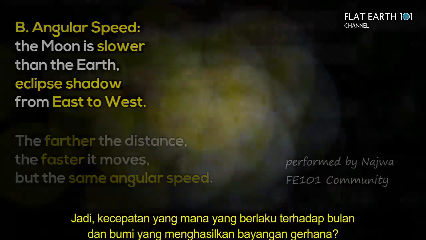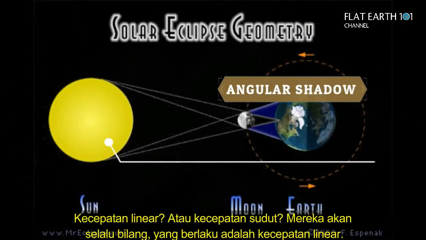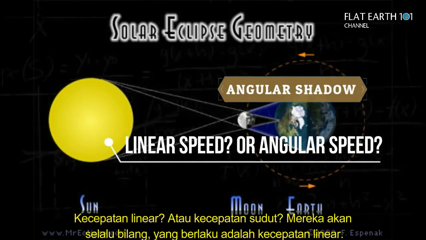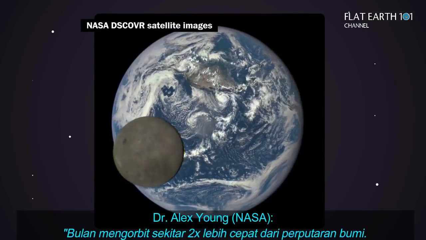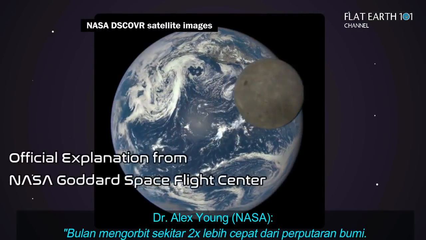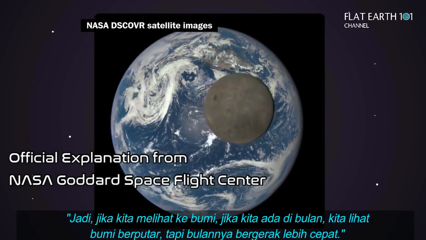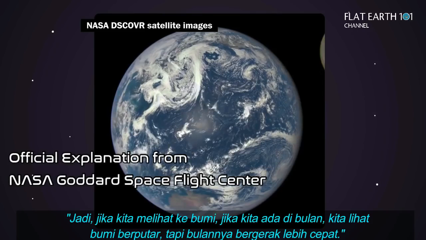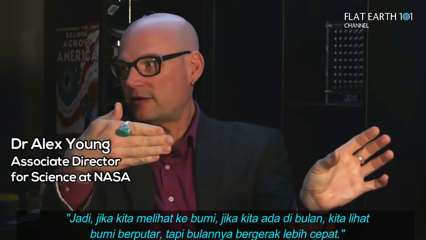So which one applies to the Moon and the Earth's speeds that creates eclipse shadow? Linear speed or angular speed? They will say it's the linear speed that matters. The Moon is orbiting about twice as fast as the Earth is spinning. So if we're looking down on the Earth and we're at the Moon, we see the Earth spinning, but the Moon is moving faster. Wrong.